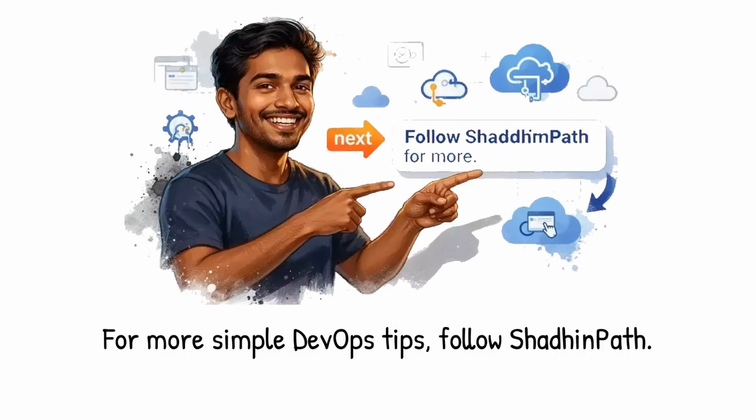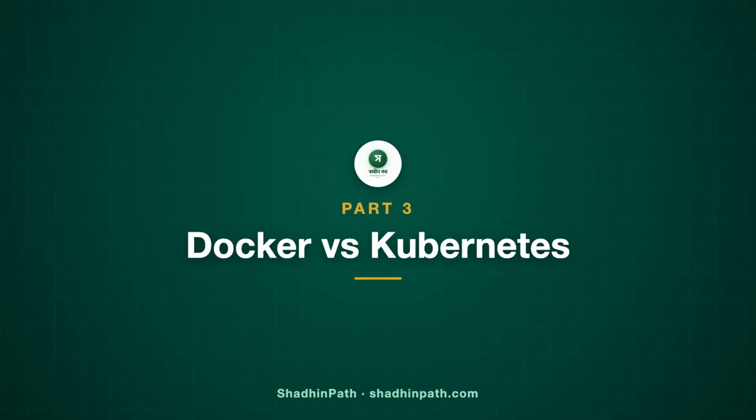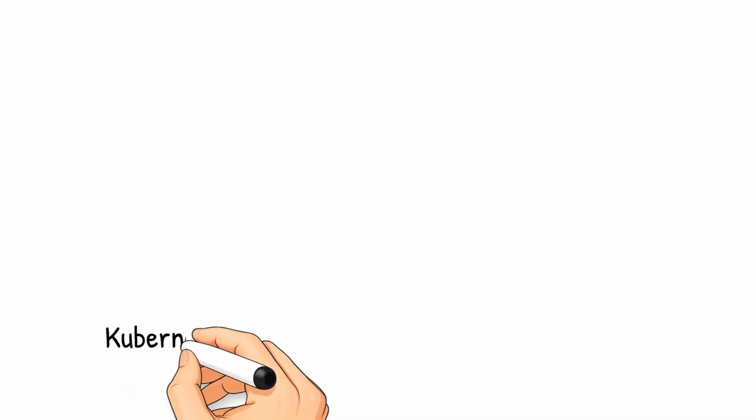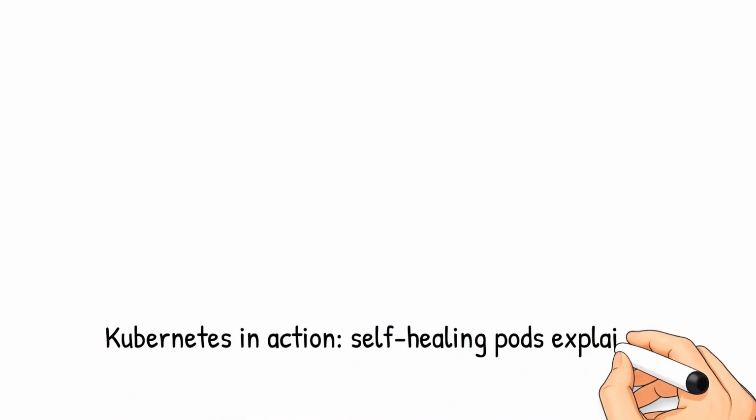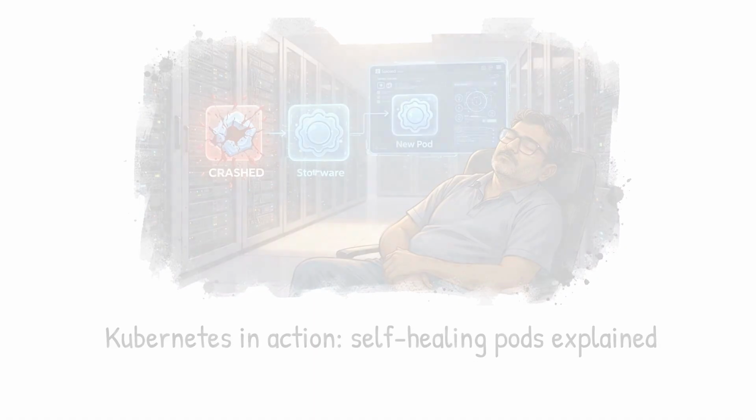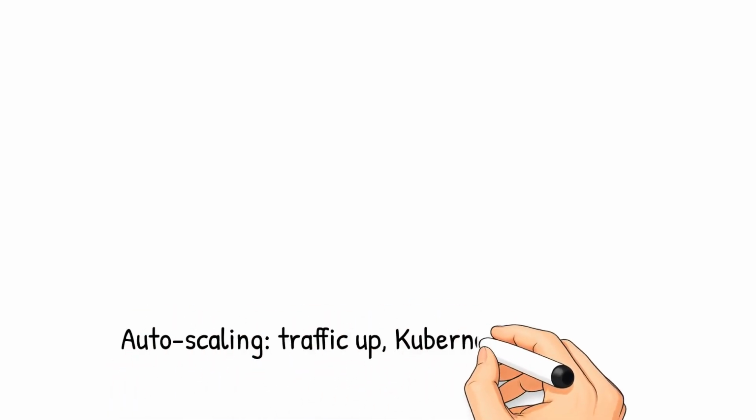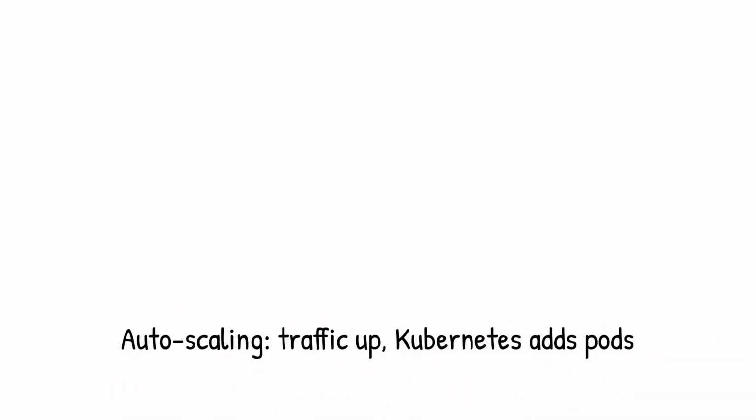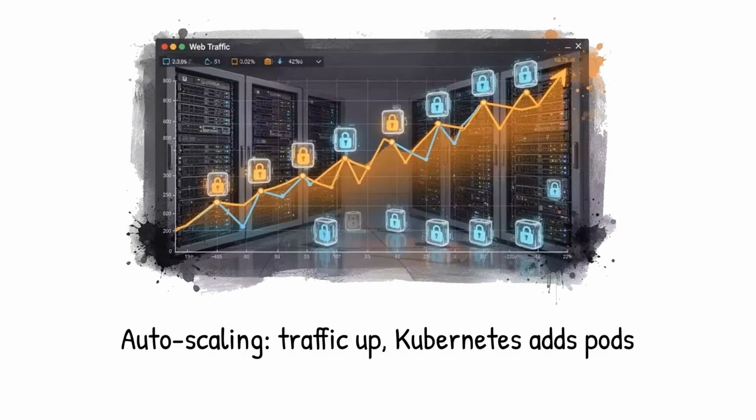Next, we compare Docker and Kubernetes side by side. Let's see Kubernetes in action. Self-healing. A pod crashes, Kubernetes notices instantly and starts a fresh one. No 3 a.m. wake-up. It just heals itself. Autoscaling. Traffic jumps. Kubernetes adds more pods. Traffic drops, it removes them, so you only pay for what you actually need.